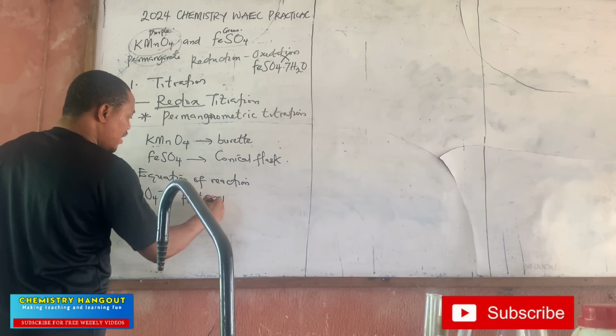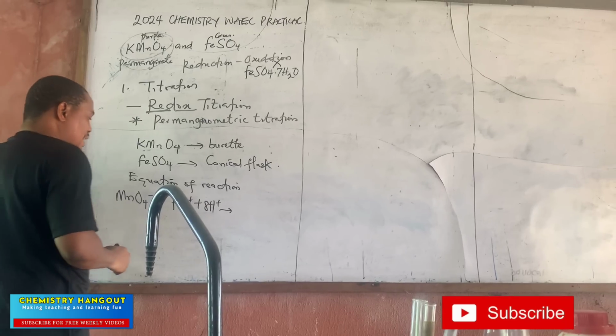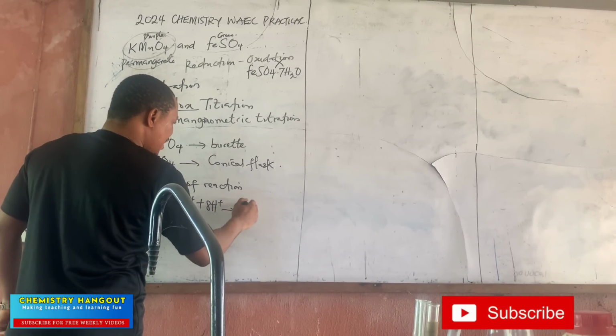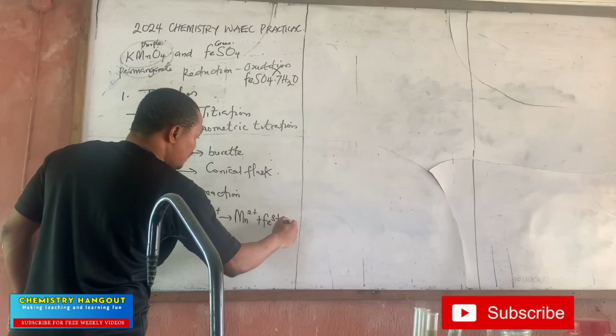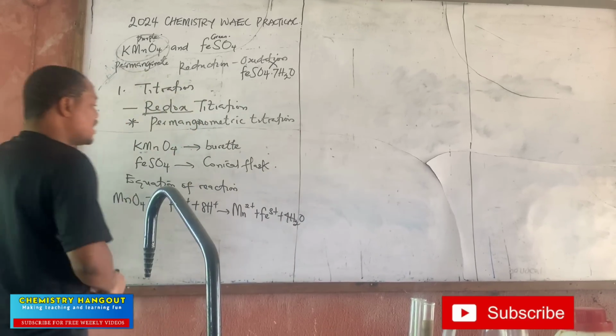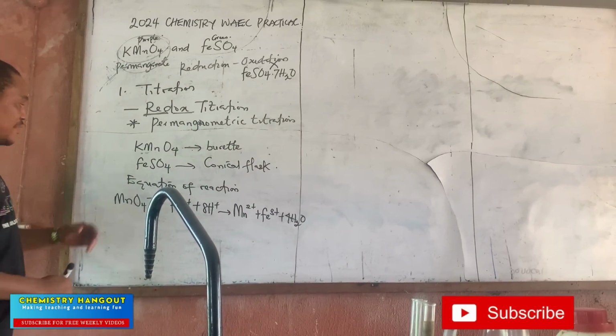Then we are going to have 8 hydrogen ions. I'm going to explain why that is like that. Then we have Mn2+, Fe3+, and then we now have 4H2O. So this is how the equation will look. Let's see if the equation is balanced.